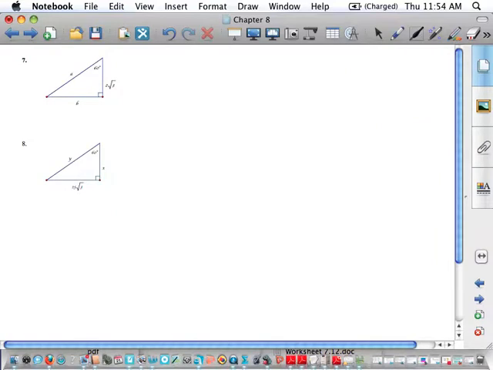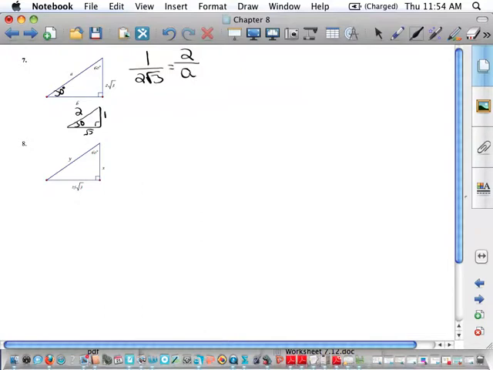Now this is a 30, 60, 90 triangle. So my reference triangle for this will be 1, square root of 3, and 2. So I can set up the proportion and say that the reference short leg is to the example short leg as the reference hypotenuse is to the example hypotenuse.